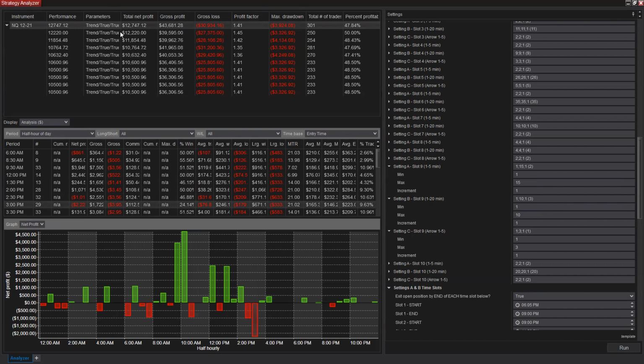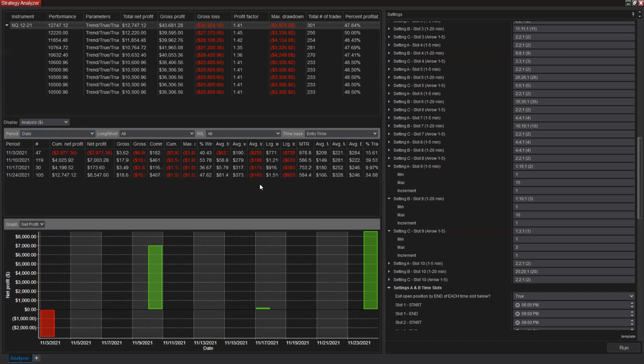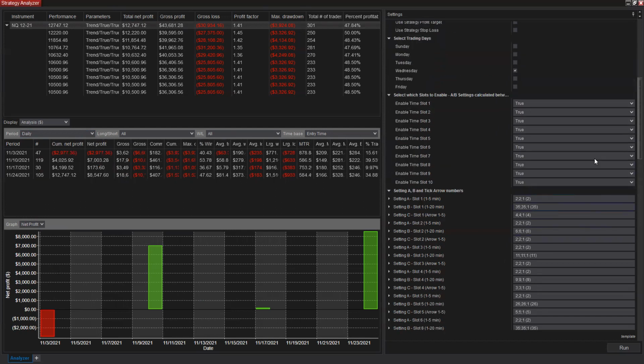And then eventually you're going to get settings on here that give you a decent drawdown with a profit that is not out of whack. And then you can go and look at your analysis for daily again. It's going to tell you which trades entered for which values and so on and so forth. So it's a good way to split up the optimizations.